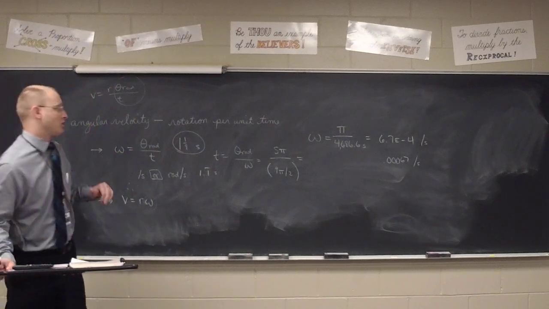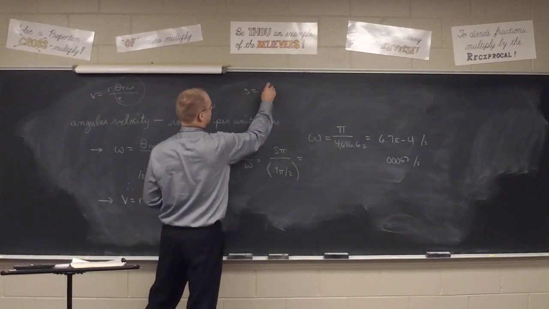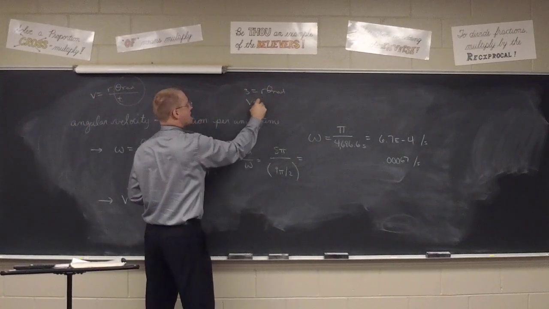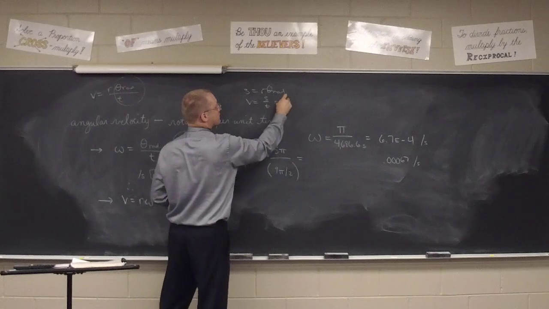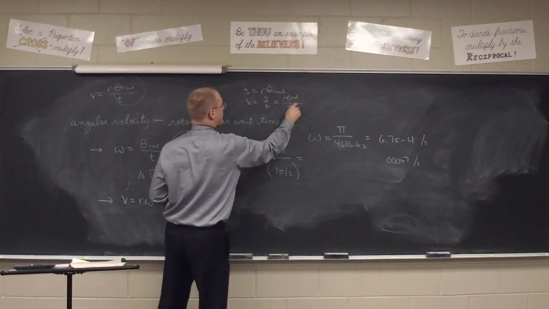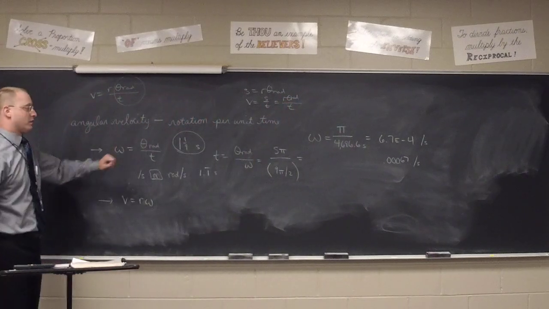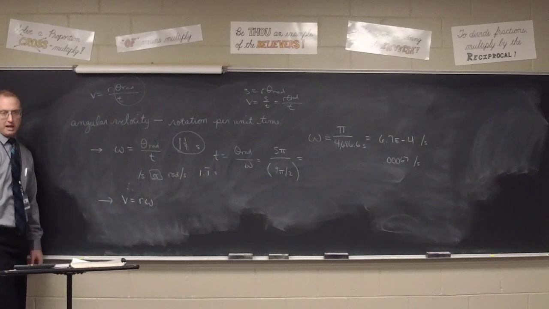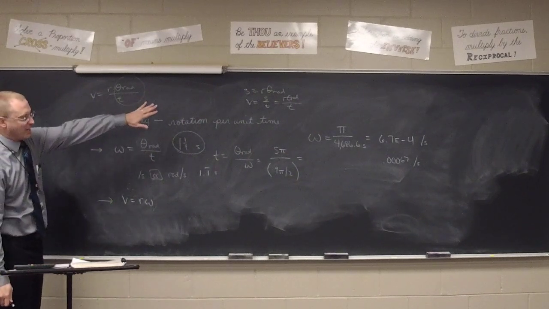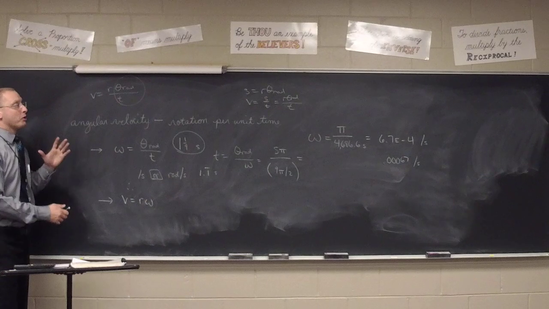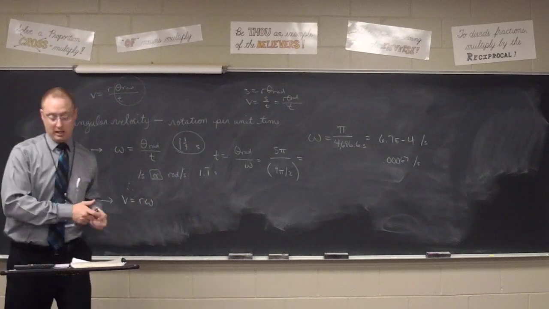Again, only 5 equations to memorize. S equals r theta rad. V equals s over t, which also equals r theta rad over t. Omega equals theta rad over t. V equals r omega. Those are your 5 equations, where v counts as 2, if you will. Be able to manipulate them, though, to get anything you want.